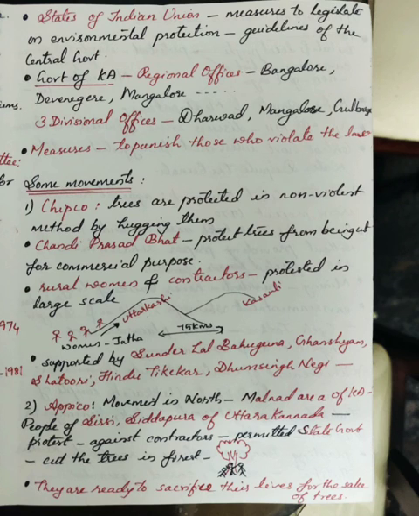The Chipko movement is one of the prominent movements in which trees are protected in a non-violent method by hugging them. Chandi Prasad Bhatt, a social activist, initiated this to protect trees from being cut for commercial purposes. Owing to the call, rural women and contractors protested on a large scale. The women went to the extent of taking a jatha in hilly area for 75 kilometers from Uttarakashi, that is in Uttarakhand, to Kasauli, that is in Himachal Pradesh.